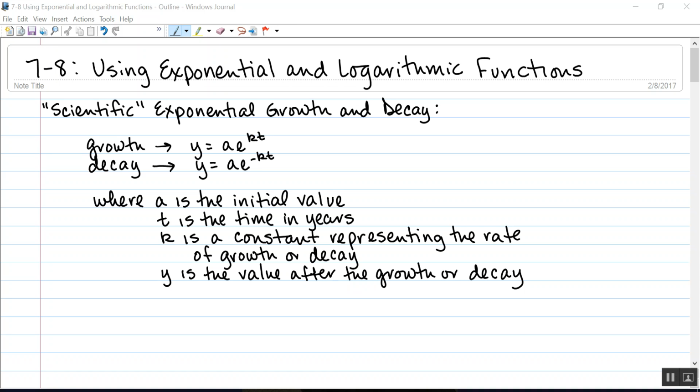Section 7.8 is on using exponential and logarithmic functions. Scientific exponential growth and decay is modeled by the following equations: y equals a times e to the kt for growth, and y equals a times e to the negative kt for decay, where a is the initial amount that you have, t is the time in years, k is a constant that represents the rate of growth or decay, and y is the value after the growth or decay, how much you have.